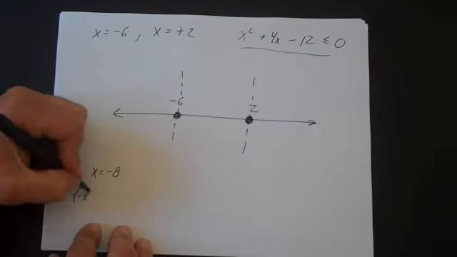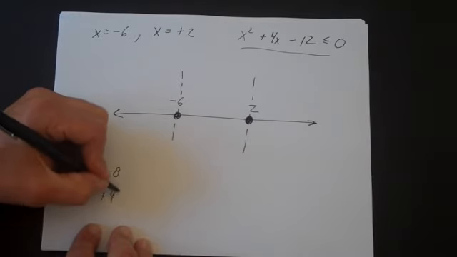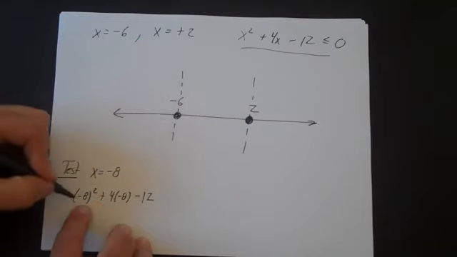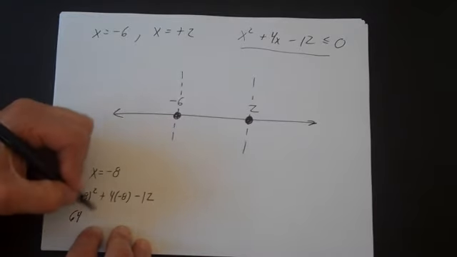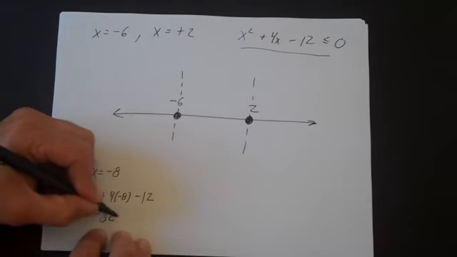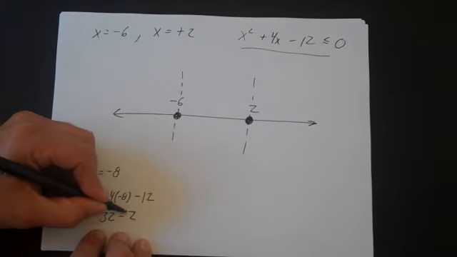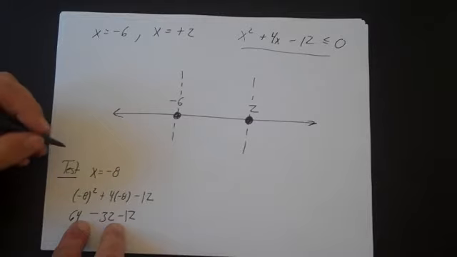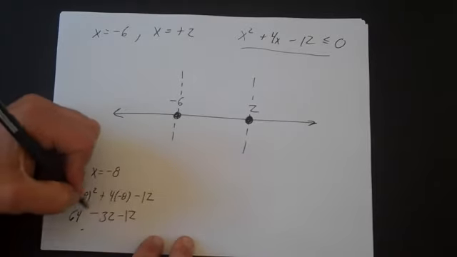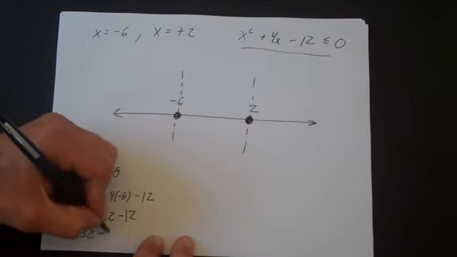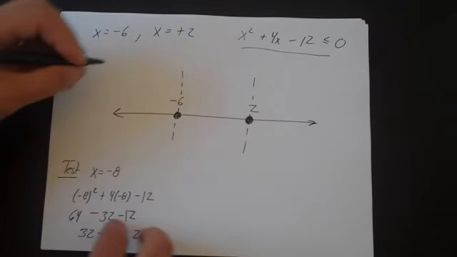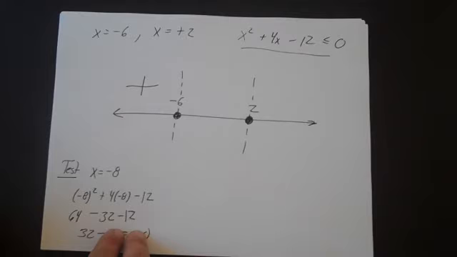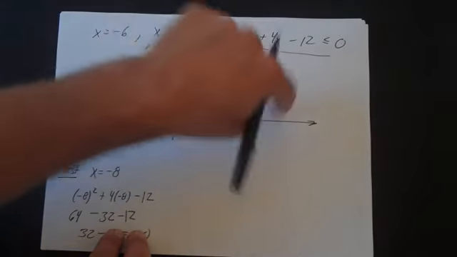That's minus 8 squared plus 4 times minus 8 minus 12. That's going to be a positive 64, minus 32, minus 12. And I actually don't care what the number is, I just care if it's positive or negative. That's going to be 64 minus 32 is 32, minus 12 is going to be 20. This is 20, so that means that all of this region is positive. I'm going to do that for each region.